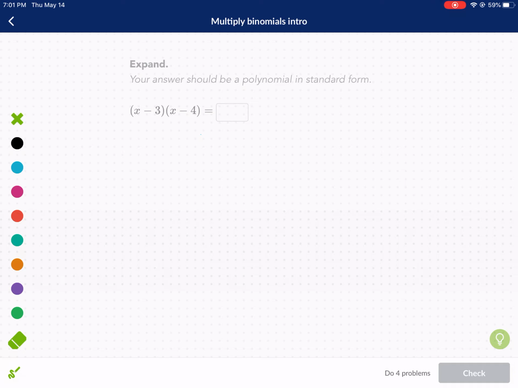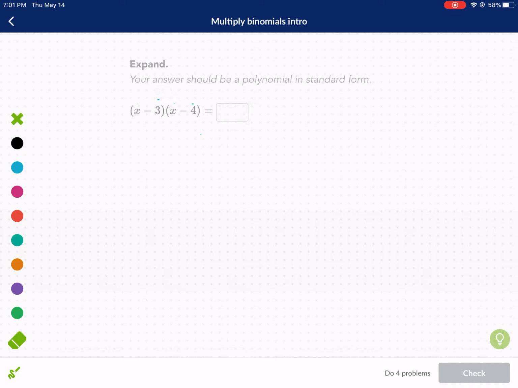Today we're going to be talking about multiplying binomials, and this is the intro exercise for Khan Academy. Now, what does it mean by a binomial? A binomial means two terms. So you can see here we have a parenthesis with two terms inside of it, and we have another with two terms inside of it. So we're multiplying two binomials together.